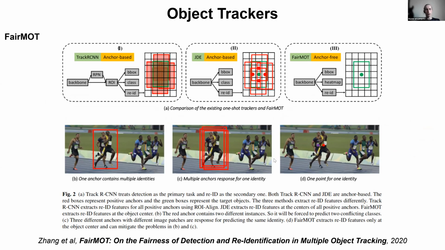The authors of FairMOT first showed us why anchor-based detectors are not suitable for object detection and tracking. So, for example, multiple anchors correspond to a single identity, making re-identification features ambiguous. And even one anchor can correspond to multiple identities, making re-identification features messy. And anchor-free detectors don't suffer from this, actually.